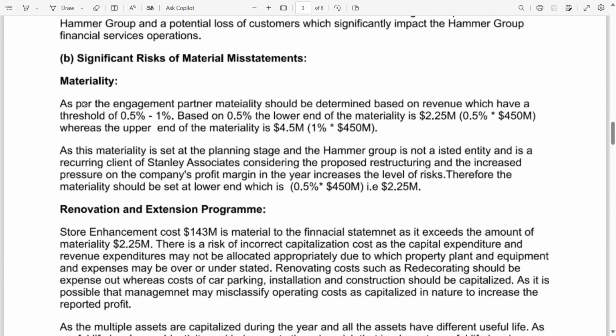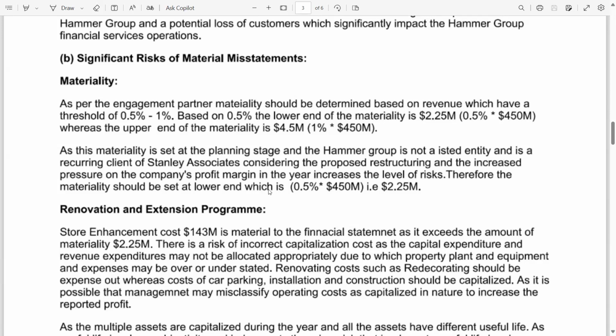Once you are done with this calculation, you have to pick your materiality threshold. For that, you have to give logical reasoning. As this materiality is set at the planning stage, and Amer Group is not a listed entity and is a recurring client, meaning an existing client of Stanley Associates, considering the proposed restructuring and the increased pressure on the company's profit margin increases the level of risk. Therefore, the materiality should be set at the lower end, which is 0.5%. This is all based on your judgment.